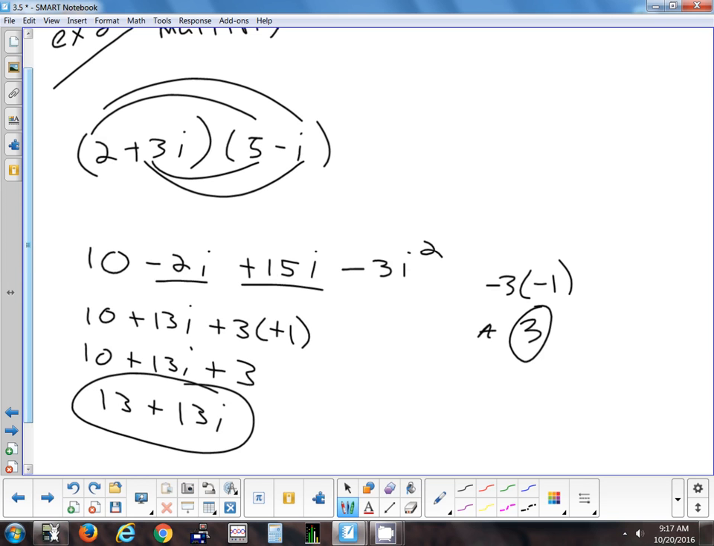Or some people, when they see a negative and an i squared, they just cross out the i squared and make that a positive, because they know i squared is -1. You could do it that way too. Any other questions on that one?